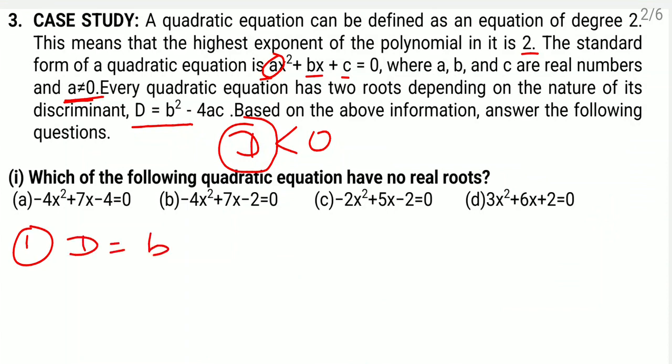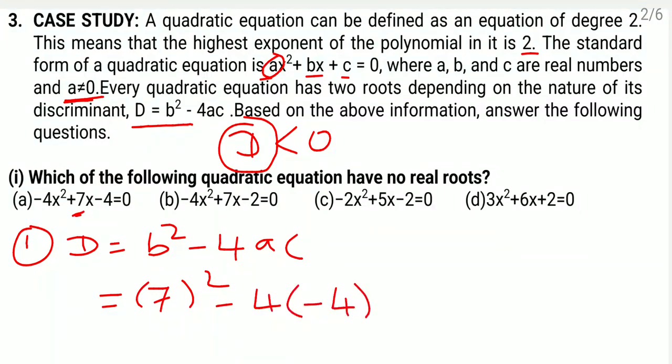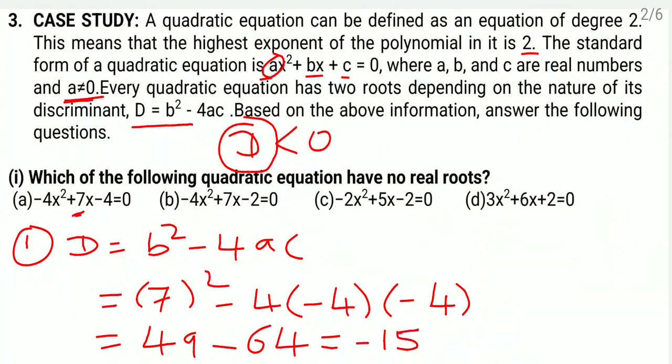Here D is equal to b square minus 4ac. In the first equation, b is 7. So 7 square minus 4, value of a is minus 4 and c is also minus 4. So it is equal to 49. This minus and this minus will become plus, and this negative sign as it is. 4 4s are 16 and 16 4s are 64, and subtraction comes as minus 15, which is less than 0. It means that option 1 is the correct one. This equation doesn't have real roots. So option A is the correct one.